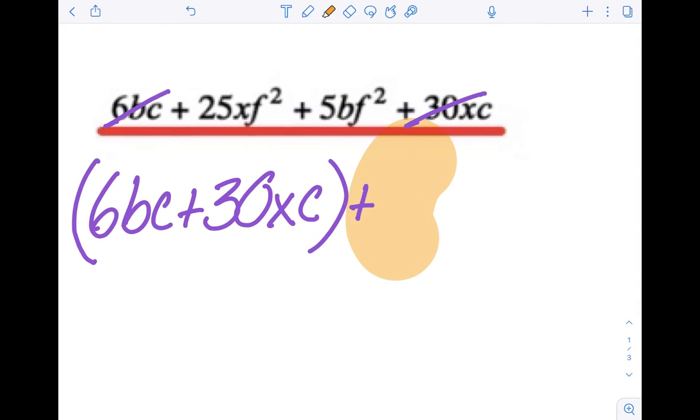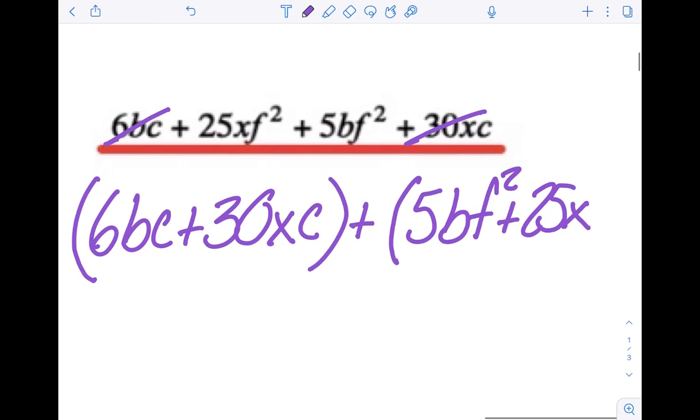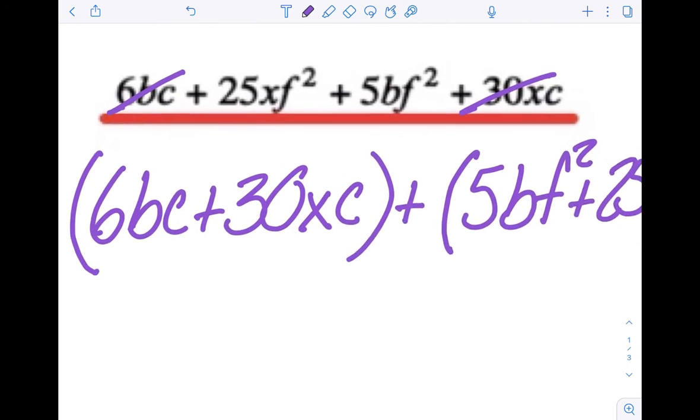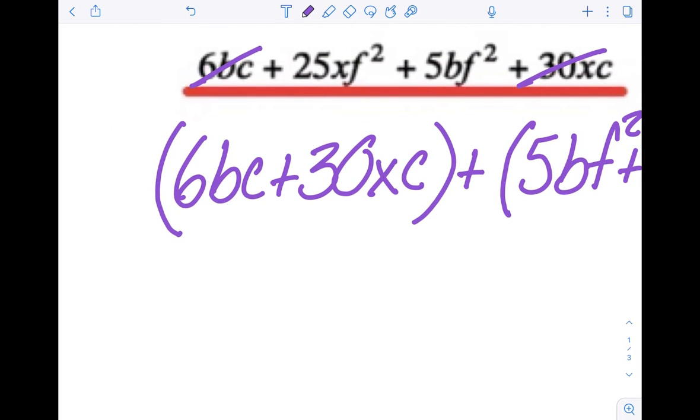So, 5bf squared plus 25xf squared. Run out of space here. Okay, so let's take a look at these first two terms, this binomial.